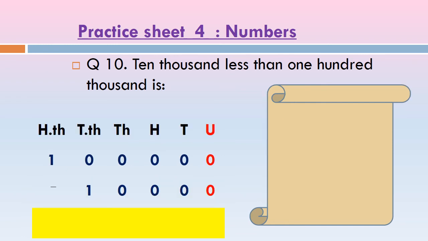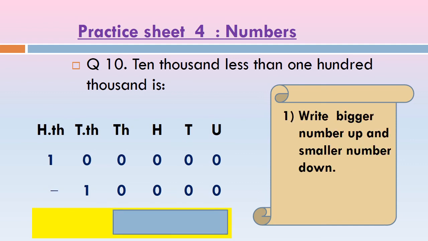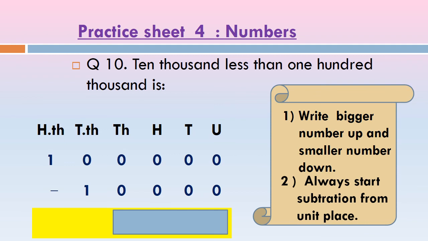Now for subtraction, always start subtraction from unit place. So we will subtract them from the units place. Here you can see that at units column, tens, hundreds and thousands column, there are zeros up and down at both places. So by subtracting zeros from zeros, we will get 4 zeros, and we will place them below at units, tens, hundreds and thousands places. Now next here is 10,000 place.